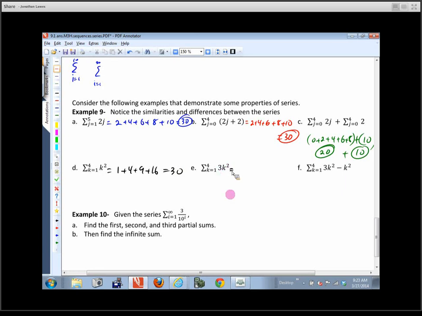This one is very similar, but just a little bit different. It's the same expression, it's just been multiplied by 3. So if you plug in a 1, you square that, you get a 1. Times it by 3, you get 3. Plug in a 2, you get a 4. Times it by 3, you get 12. Plug in a 3, times it by 3, you get 27. Plug in a 4, this is going to be 48. These two make 60. These two make 30. So what's the sum? 90. Do you see any relationship between the two of these?